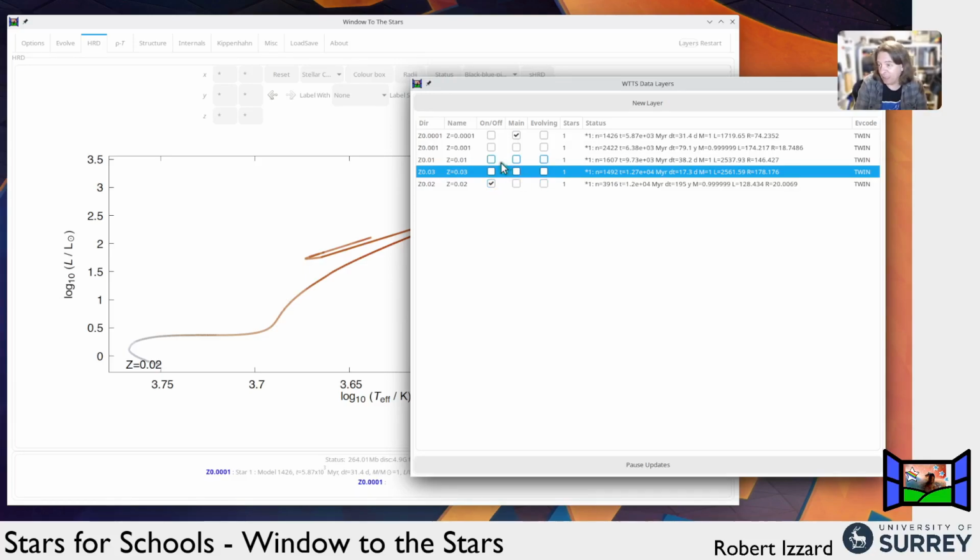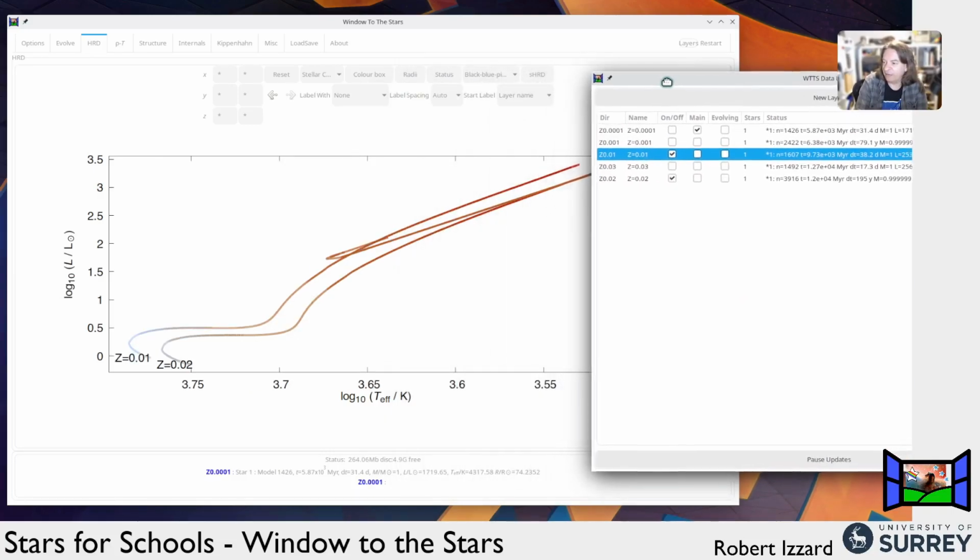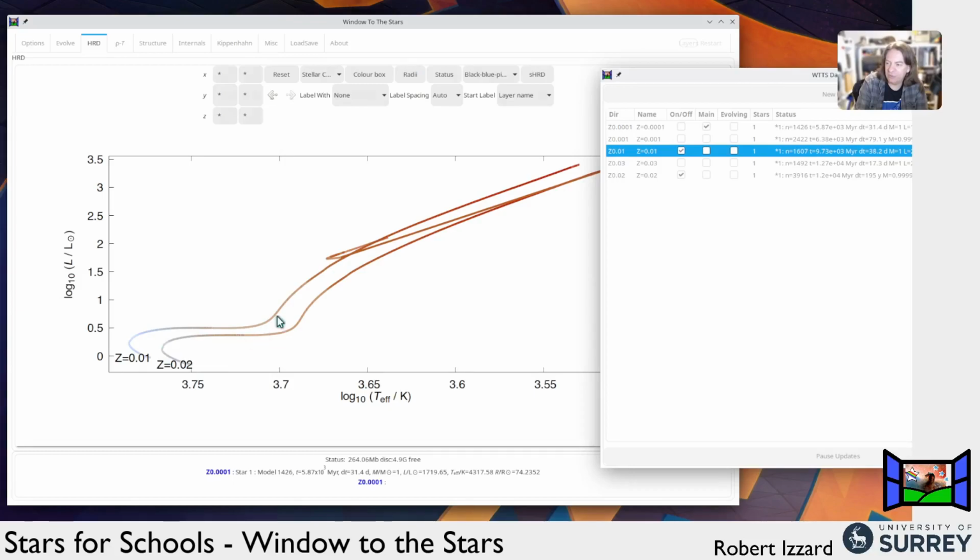So let's plot a star that is lower metallicity. Let's go for the half solar, which is 0.01. We can plot that at the same time, and now you see we have two tracks here. And they're not on top of each other. And the reason for that is that stars that are lower in metals tend to be hotter. And you can see that. The star has shifted to the left in this diagram. So it's much hotter than it was before.